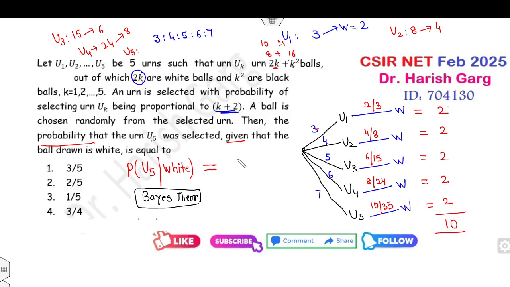So the answer is, what is U5? U5 is 2 divided by the total. So the answer is 1 over 5. C is the right answer of the problem.